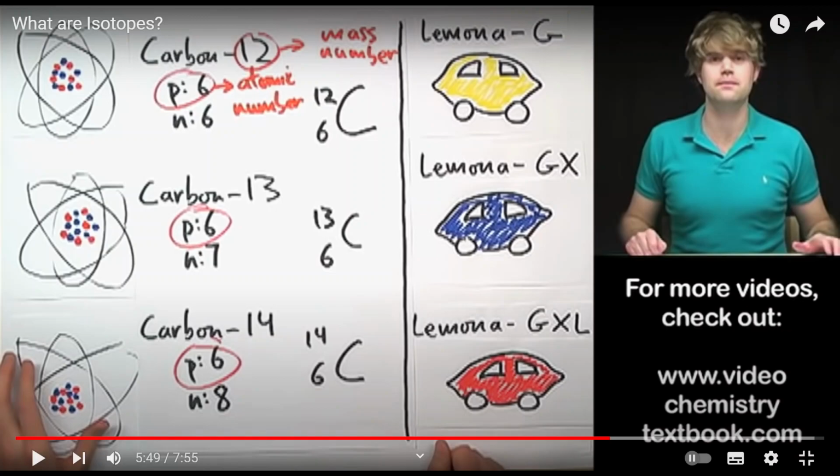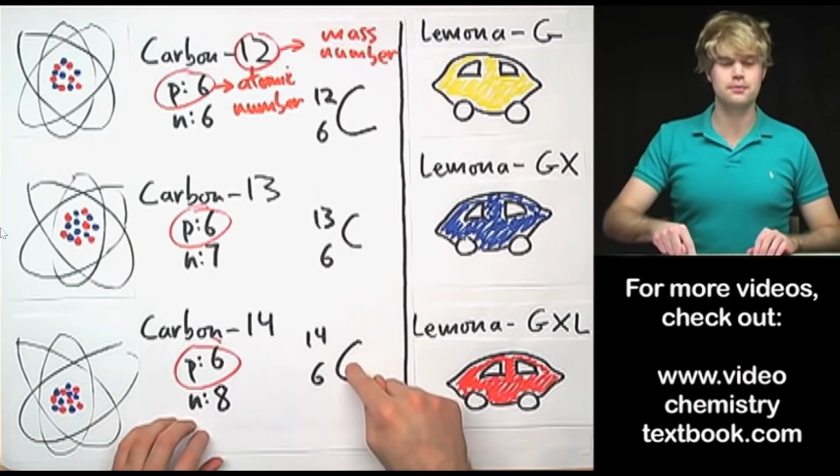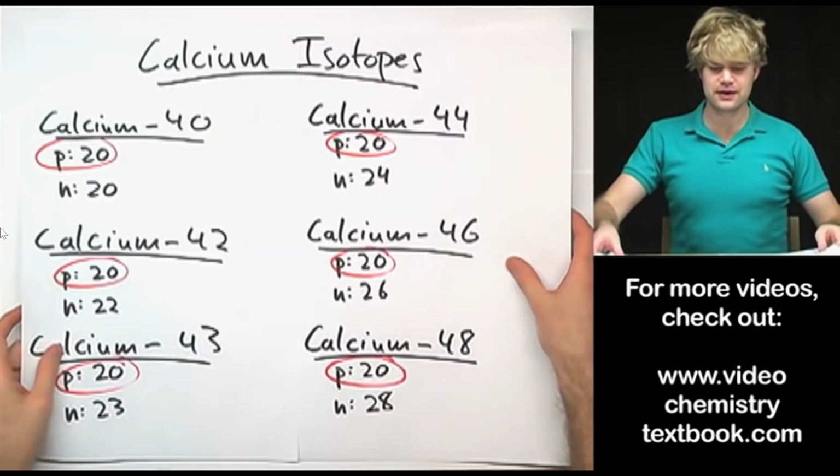So that's how we can write all these isotopes of carbon in isotope notation. Then, of course, you can also write it as just the element name with a dash and then a number. So carbon isn't the only type of element that has multiple isotopes. In fact, almost every element comes in multiple isotopes. Here are the calcium isotopes, for example.